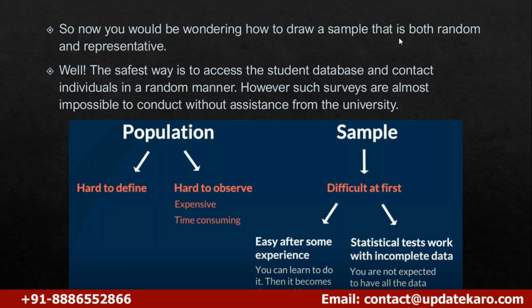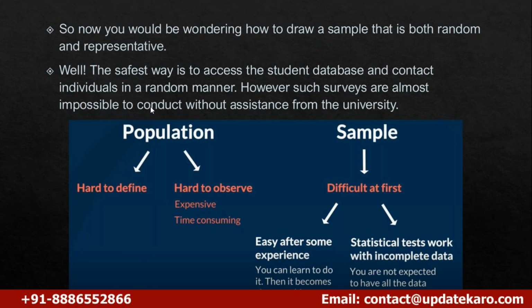Okay. The safest way that is written over here, if you see here, would be to access the student database and connect to each and every individual in a random manner. That would have been the possible way, but of course it is not possible without assistance from the university, right? So what are the final conclusions? Populations are very hard to define and hard to observe, very expensive and very time consuming.